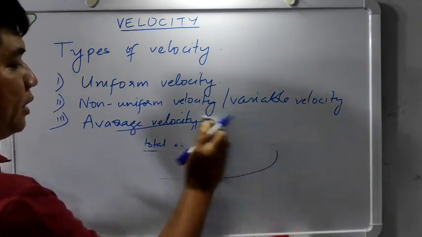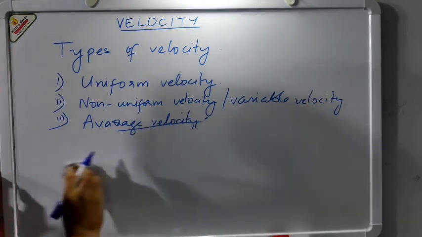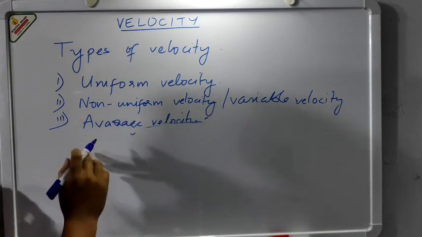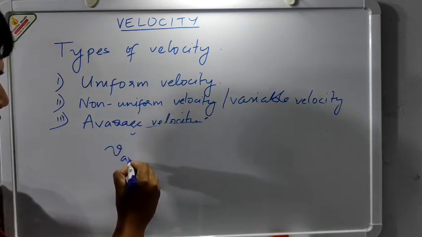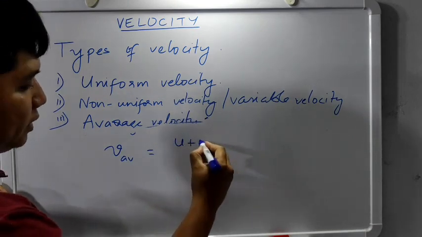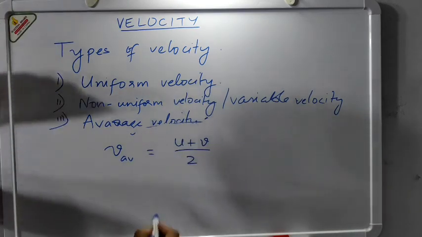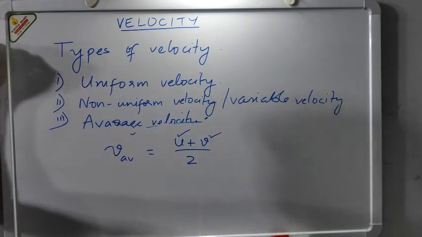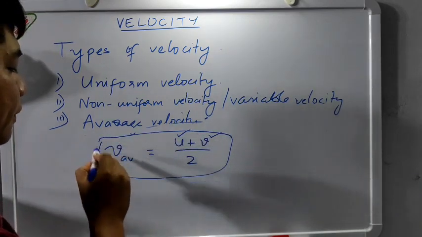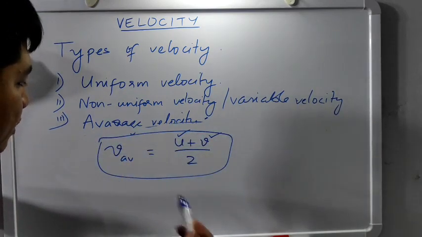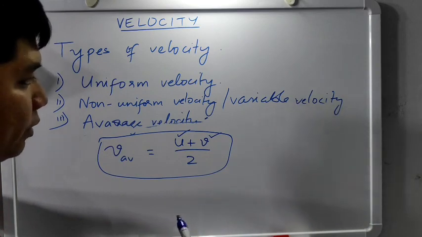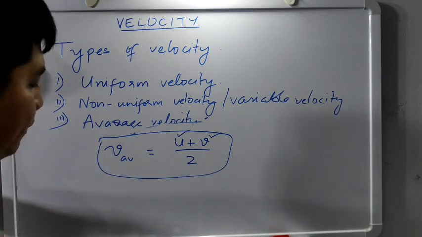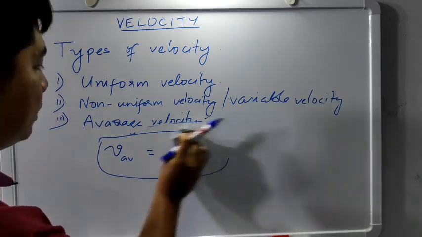If the variation is uniform, if the change in velocity is uniform, that is the second case, we have to apply this formula. VAV is (U plus V) by 2. U is the initial velocity and V is the final velocity. This formula is applied for the uniform variation. Okay, the variation in the velocity is uniform only.